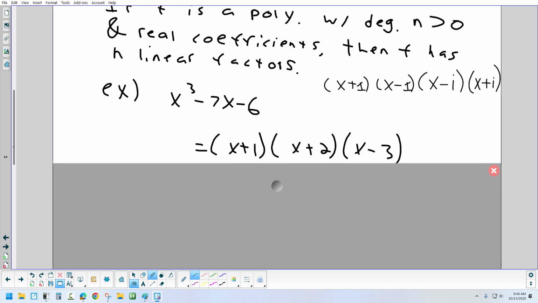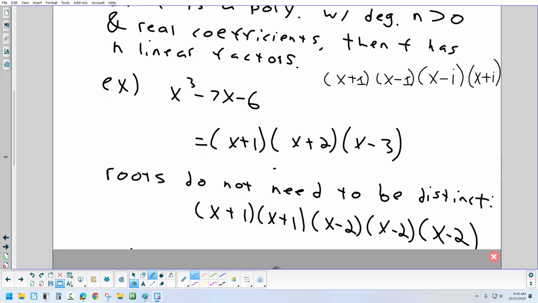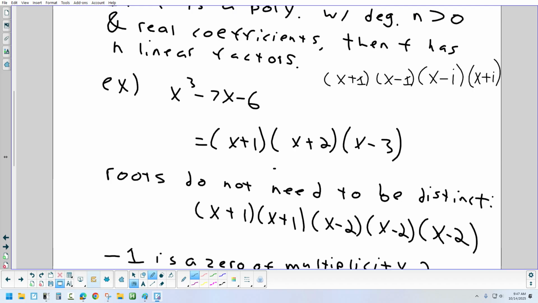Now, there's nothing saying that the factors have to be distinct. When you factor a 5th degree problem, this is a 5th degree polynomial if you multiplied it all out. We're not going to, but if you did, it would be something with an x to the 5th. -1 and +2 are what we call repeated roots.